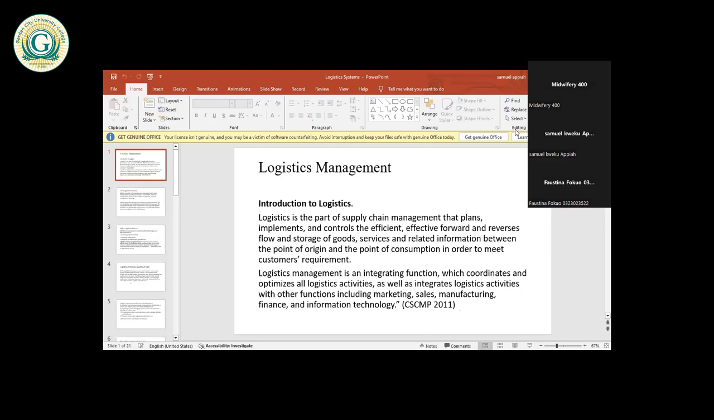Logistics management is also an integrating function. When you say it's an integrating function, it means that it doesn't work in isolation. It's not a standalone function. It's a collaborative thing. You need to coordinate and optimize all logistics activities, as well as integrate logistics activities with other functions, including marketing, sales, manufacturing, finance, and then information technology.